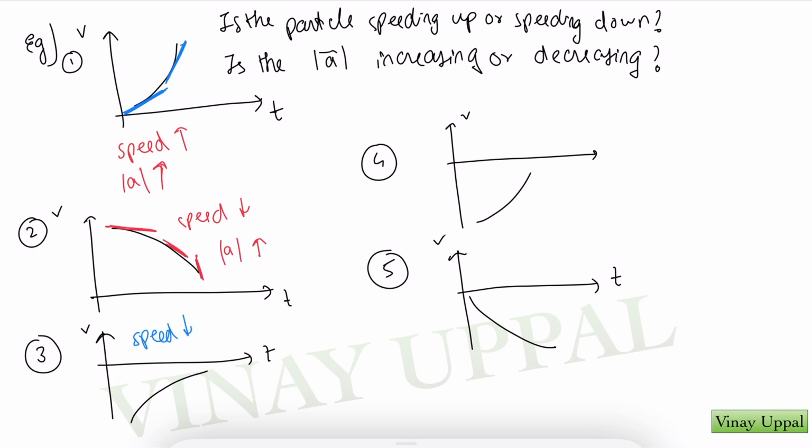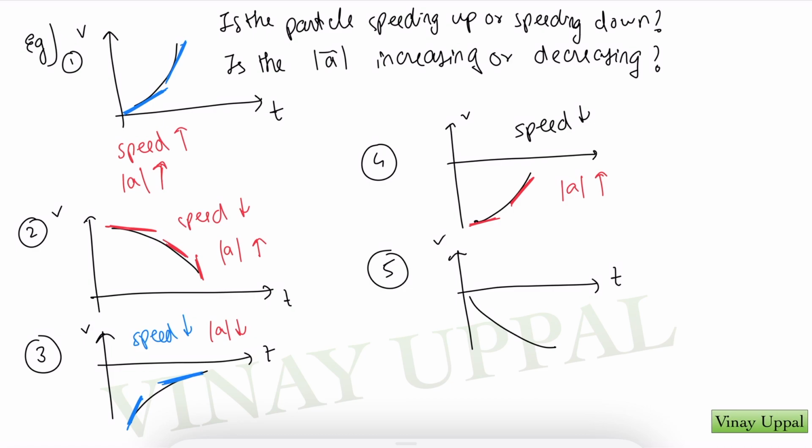So speed is decreasing. And what about the slope? It's going from a steep graph to a flat graph. So the magnitude of the slope is decreasing. So therefore the magnitude of acceleration is decreasing. In the fourth graph, I have the magnitude of the velocity again decreasing. It's going towards the x-axis, so it's going towards zero velocity. So therefore the speed is decreasing. But what about the magnitude of acceleration? The graph is becoming steeper. The magnitude of acceleration is increasing.